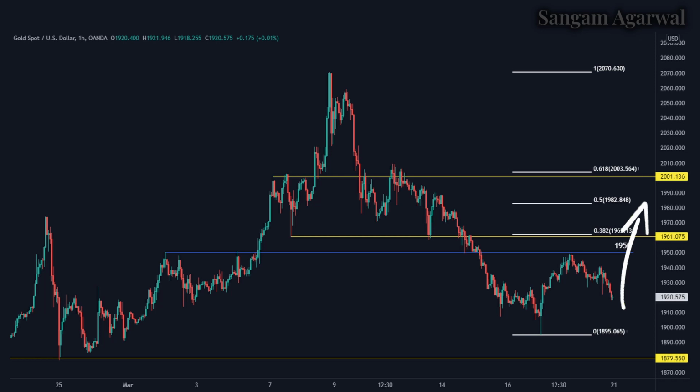If price goes above the $2000 price level, which is near the 61% retracement, then you can say it is a trend reversal and price is still bullish. So these three are strong support and resistance levels: 1880, 1960 and $2000.